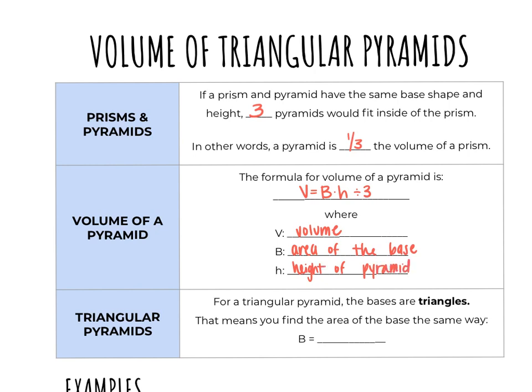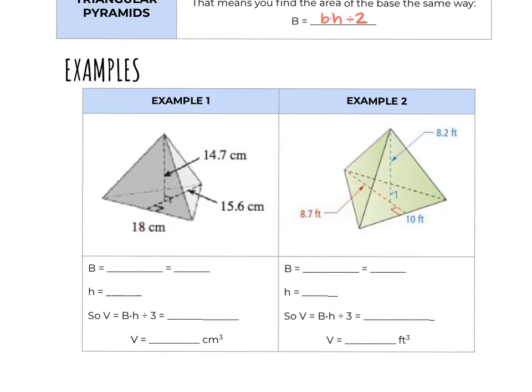This time, we're looking at triangular pyramids, which means the base is a triangle. To find the area of a triangle, you take its base times height and then divide by 2. So this is what we'll be using to find the area of the base.